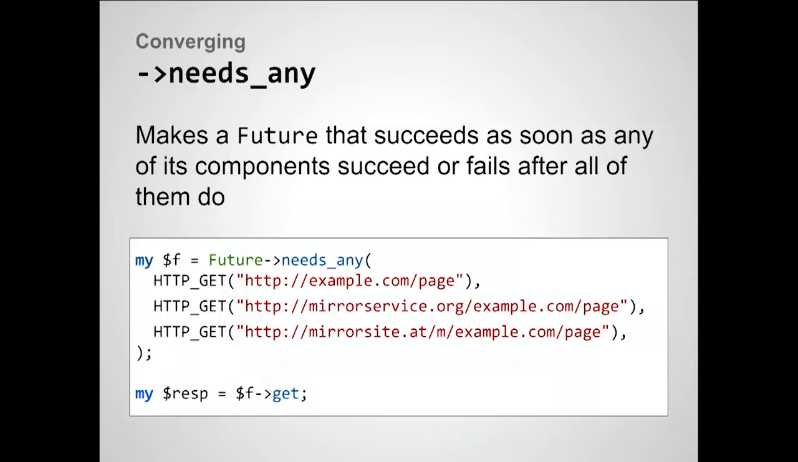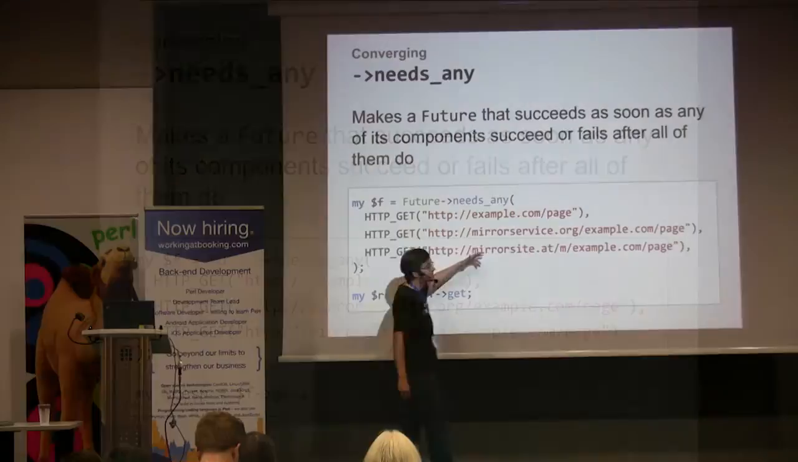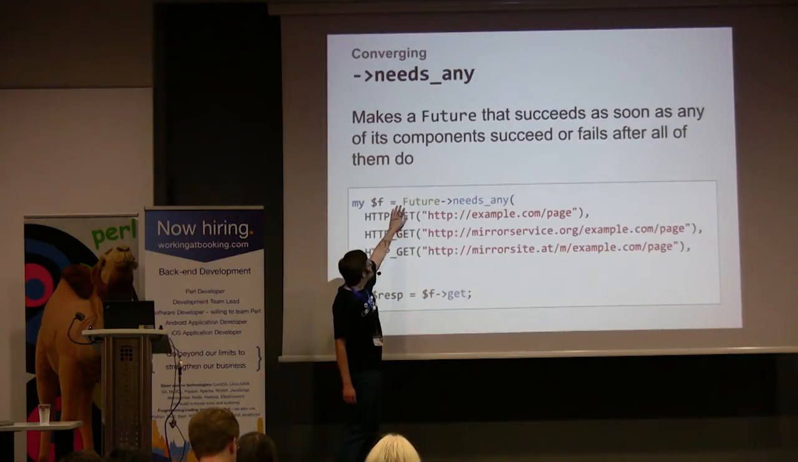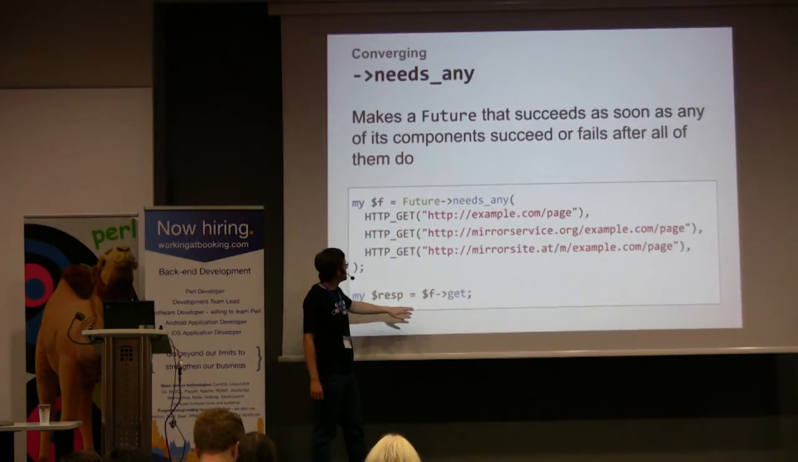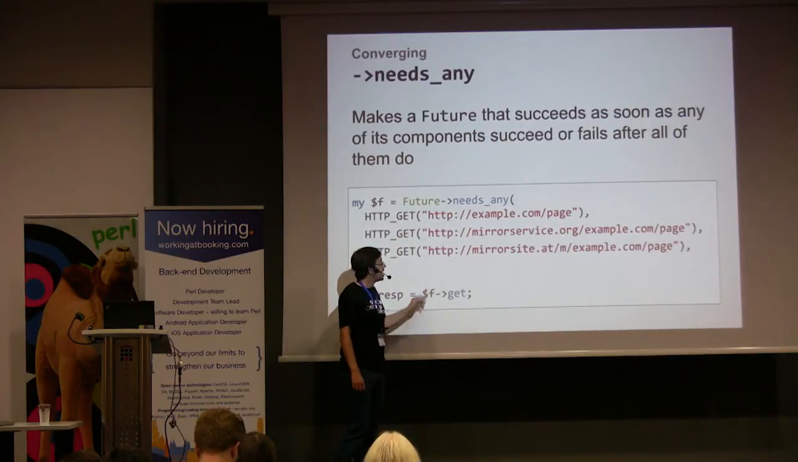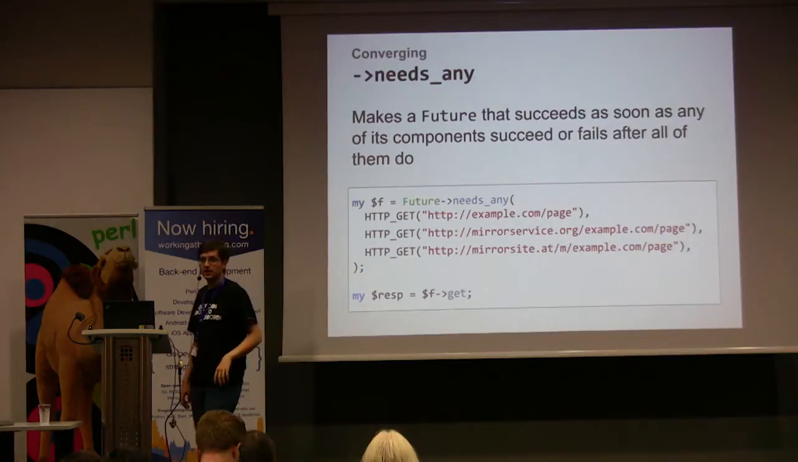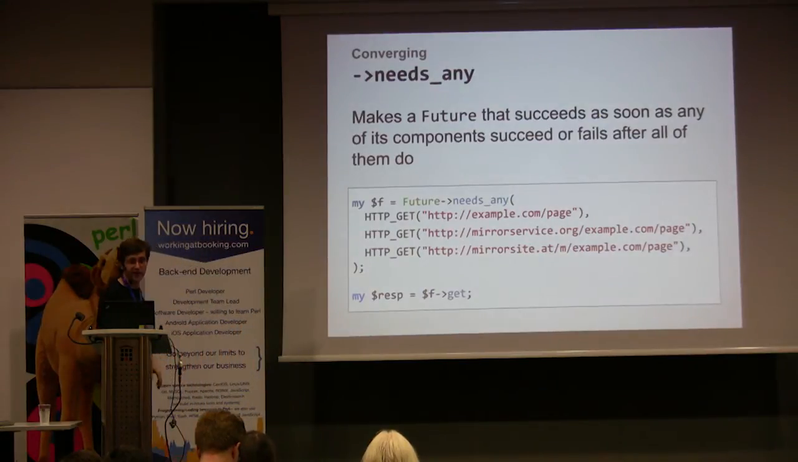Keep going. So, for example, we might decide to do mirroring. Say, well, we'll try and get our page from example.com, but I happen to know that Mirror Service and Mirror Site also have copies of it. I'll try and fetch them from over here. If one of them fails, doesn't matter. As long as one of them succeeds, it will be fine. And so the needsAny is going to return the moment any of them succeed. And as soon as one of them succeeded, there's no point running any of the others, so you might as well cancel them, right? So that gets really powerful.